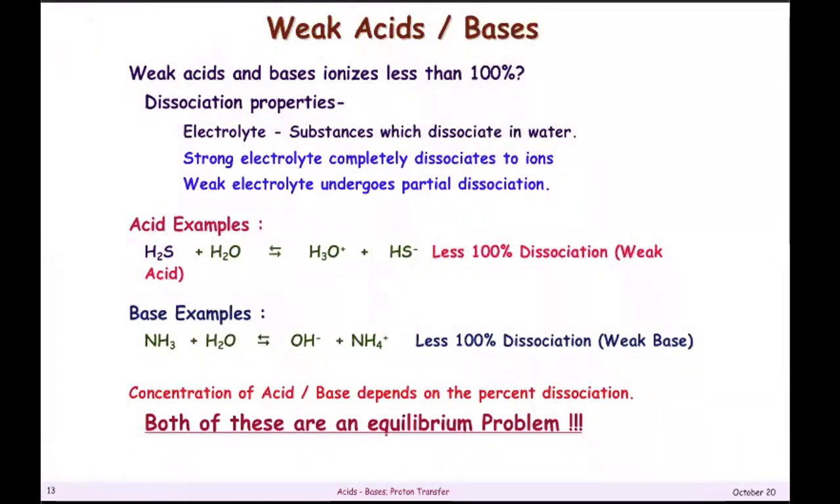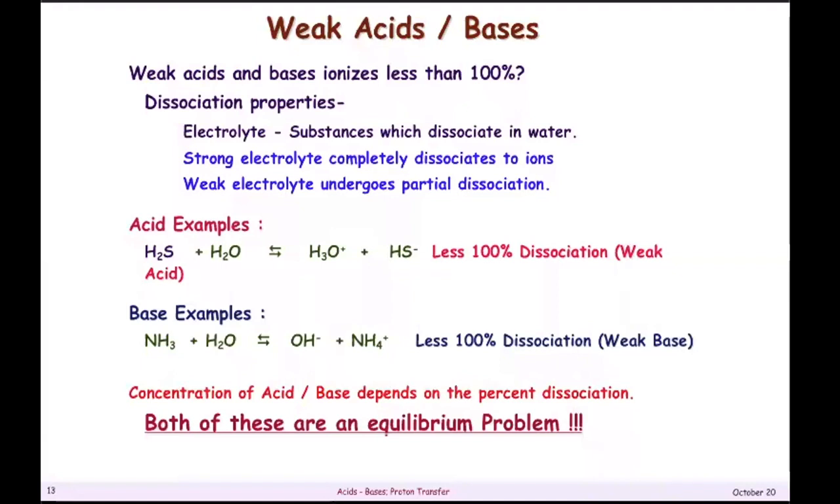Concentration of acids and bases depends on the percent dissociation. It depends on the Ka or Kb. These are equilibrium problems. You need to use the concept that you learned from the last chapter. Strong acids, strong bases: please, please, please don't look for Ka or Kb. Those are not equilibrium problems. Those are stoichiometric problems. Okay?